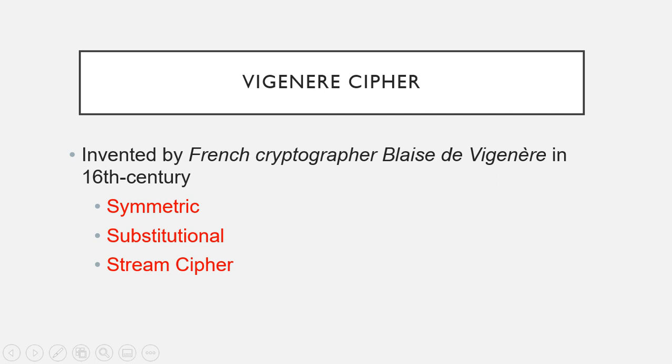And third, it is a stream cipher. Again, there are two categories of algorithms: stream ciphers and block ciphers. The stream ciphers process the data character by character. First it picks one character from plain text and it generates the cipher text for that single character.